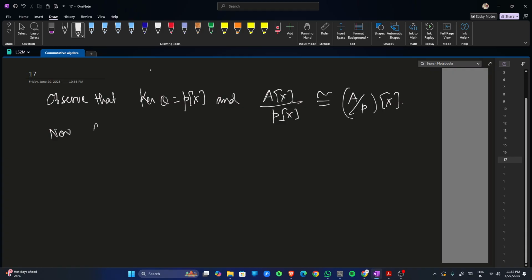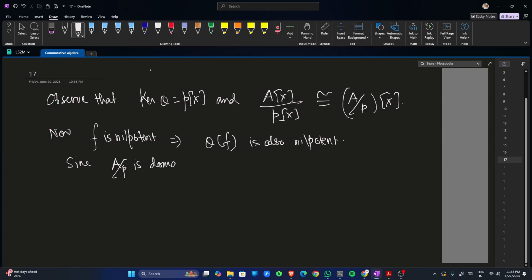Now f is nilpotent, that implies theta of f is also nilpotent. Since A mod P is a domain, this implies (A mod P)[x] is also a domain.